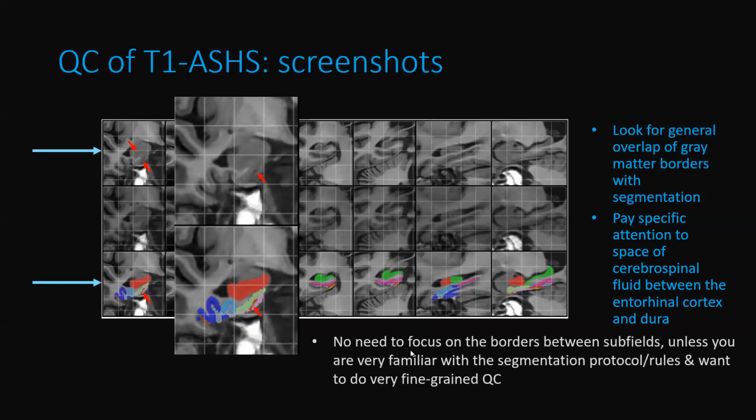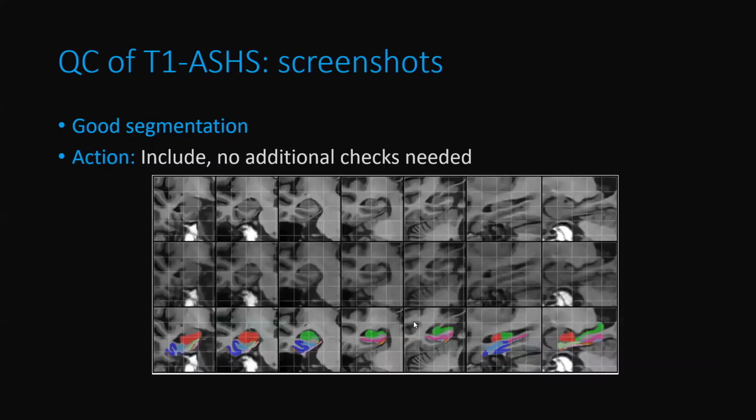As I already mentioned before, there's not really a need to focus on borders between the subfields, because those are really based on the segmentation protocol. It's not something you can see on the MRI. You can of course check it, but I would not do it unless you are very familiar with the segmentation protocol and the rules that were used to determine these borders. If you really want to do a very fine-grained QC, but I think normally it's okay to just assume those are okay.